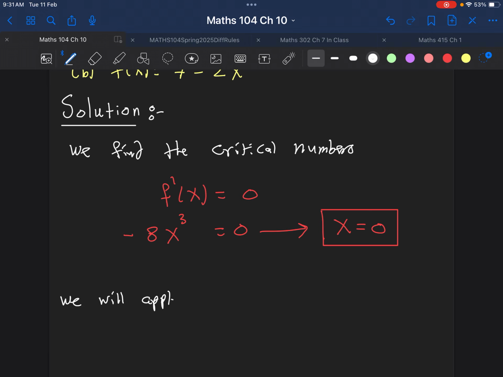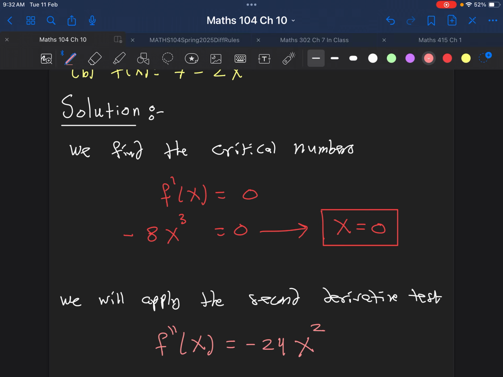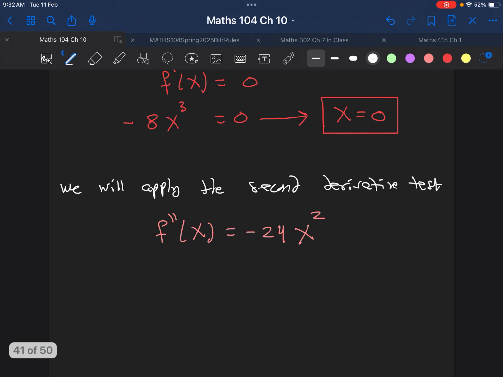Next step, we will apply the second derivative test. So in order to apply the second derivative test, you need to tell me what is the second derivative, and the second derivative will be just 24x squared. Next step, I will substitute my critical number, which is 0.